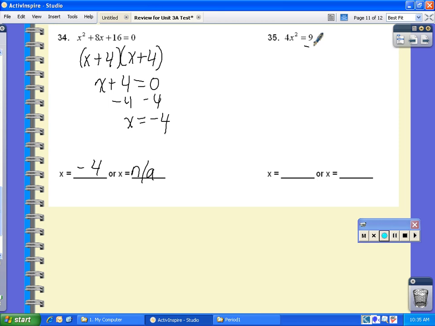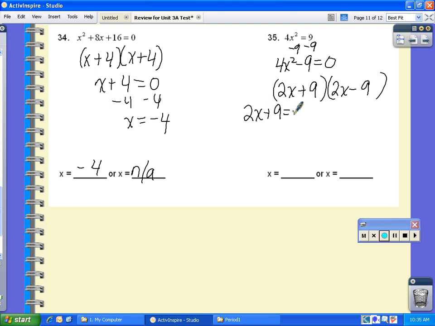35 is a difference of squares because you subtract 9, so you have 4x squared minus 9 equals 0. So you have 2x plus 9 and 2x minus 9. Solving both of those equations, 2x plus 9 equals 0. Subtract 9 from both sides, 2x equals negative 9. Divide both sides by 2, so x equals negative 9 over 2.